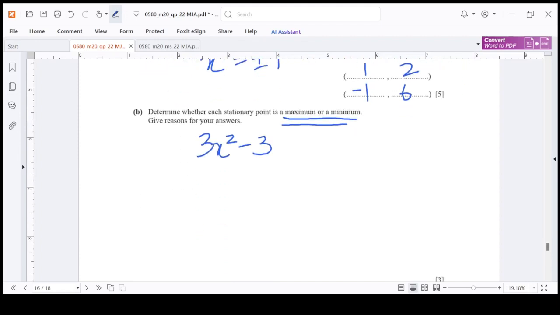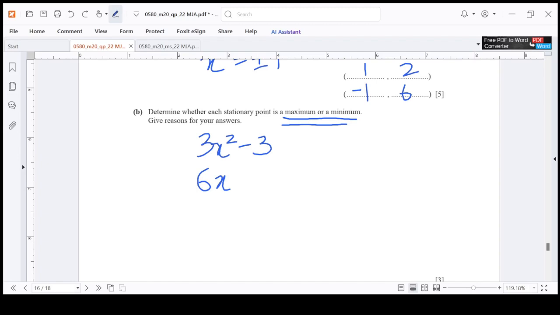So the 2 comes down, gets multiplied with 3. So we get a 6. The power becomes 1 less, so it's just x to the power 1, or just write x. The derivative of a constant value is 0, so you write plus 0 or you may not. Okay, now this is the second derivative.